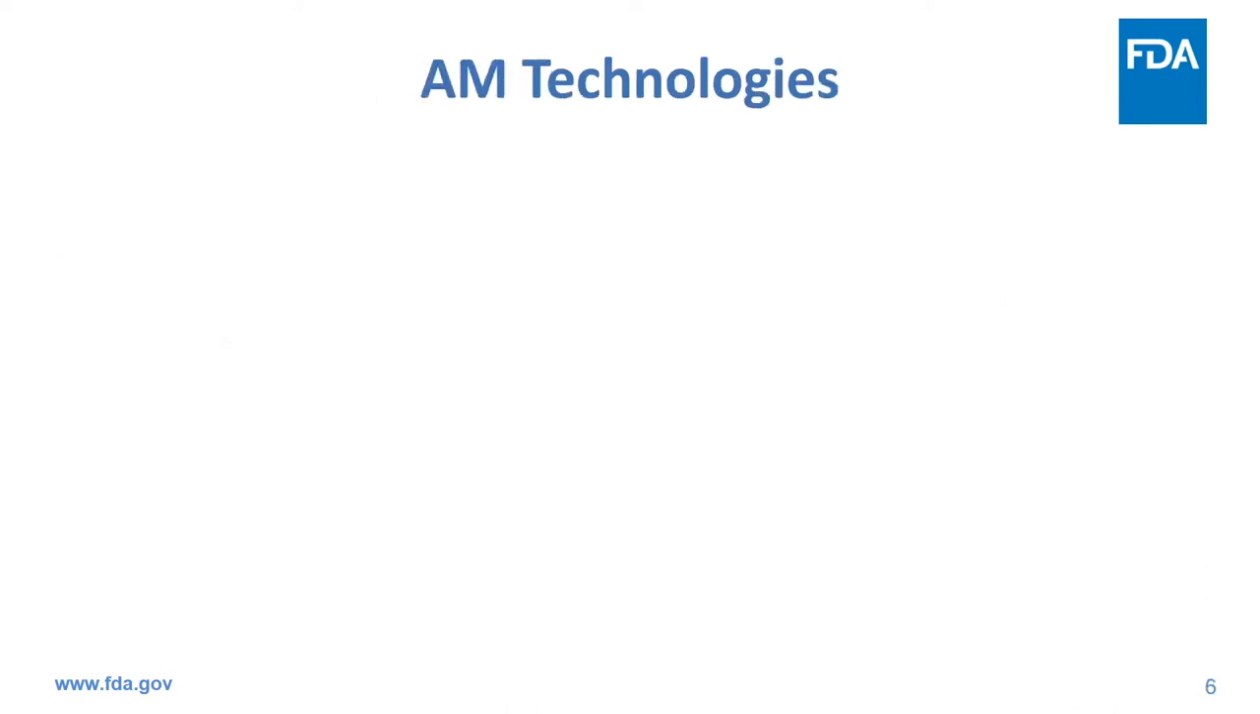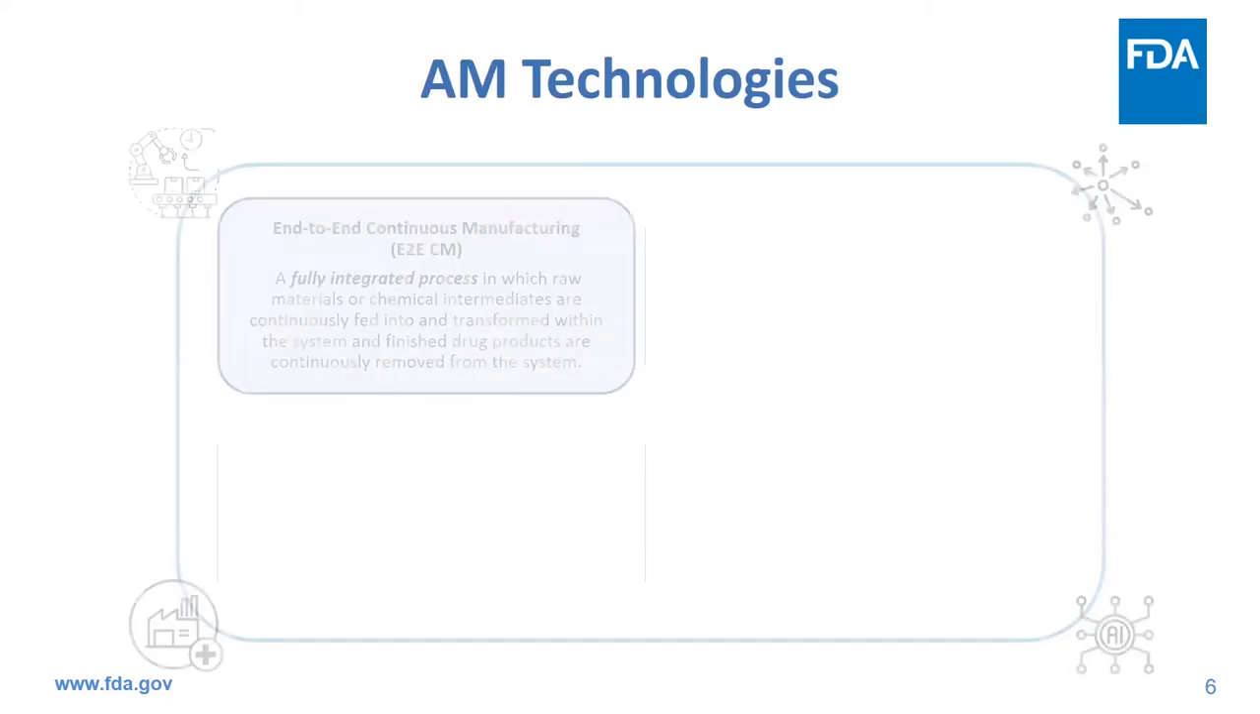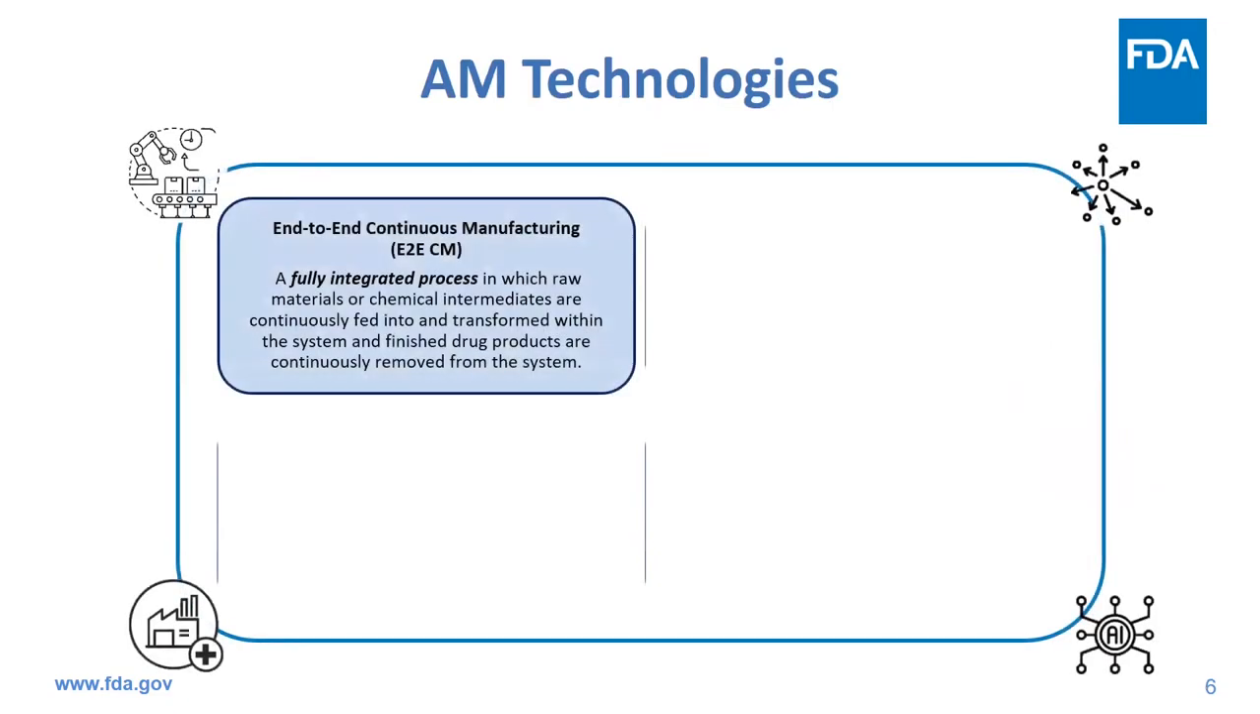End-to-end CM is a fully integrated process in which raw materials or chemical intermediates are continuously fed in and then finished drug products are continuously removed. I think most are familiar with some form of continuous manufacturing to this point, which has been looking primarily at manufacturing drug products or drug substance, whereas end-to-end is the whole thing in one process.